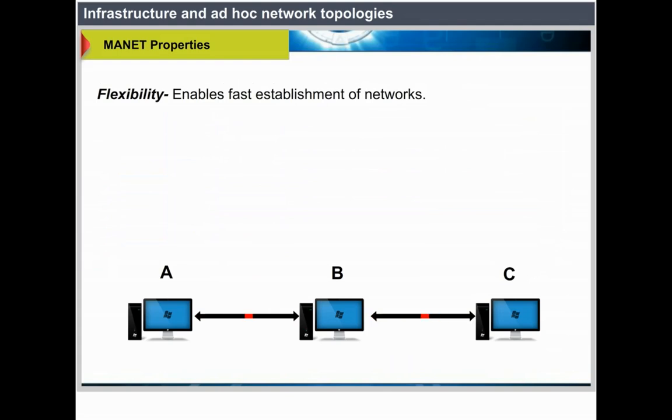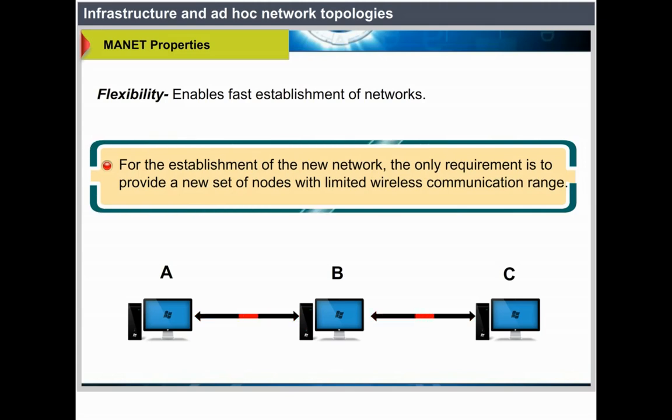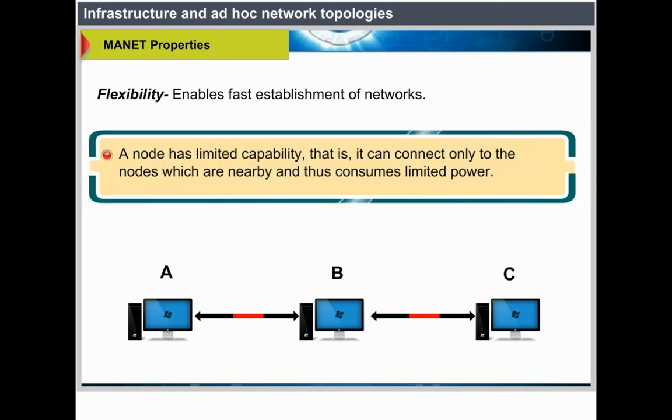Flexibility enables fast establishment of networks. When a new network is to be established, the only requirement is to provide a new set of nodes with limited wireless communication range. A node has limited capability, that is, it can connect only to the nodes which are nearby and thus consumes limited power.